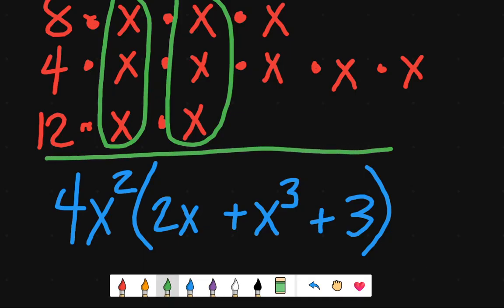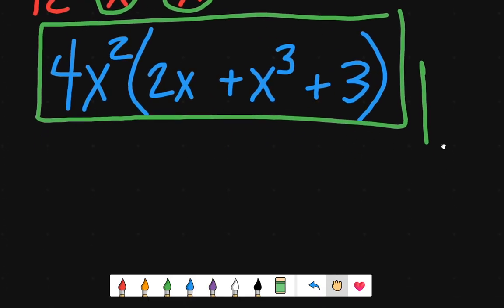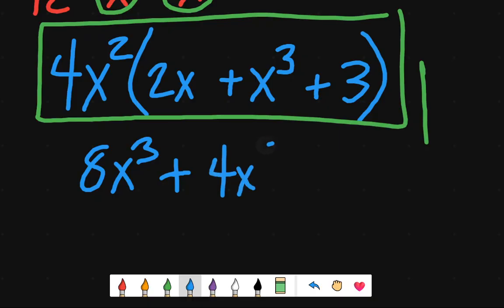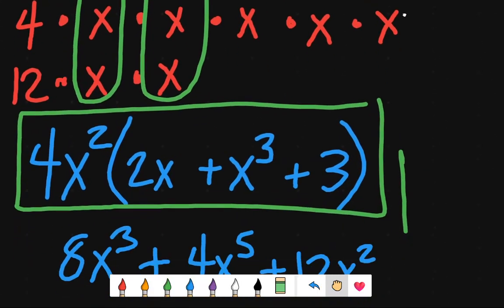And once again, you can check your work by actually multiplying, and we'll do that really quickly here. We'll multiply all of the terms inside the parentheses times 4x squared. 4x squared times 2x to the first is 8x to the 3rd, plus 4x squared times x cubed is 4x to the 5th, and then 4x squared times 3 is 12x squared. And we check and see, is that what we originally had? Of course, this is what we originally had here: 8x cubed plus 4x to the 5th plus 12x squared.